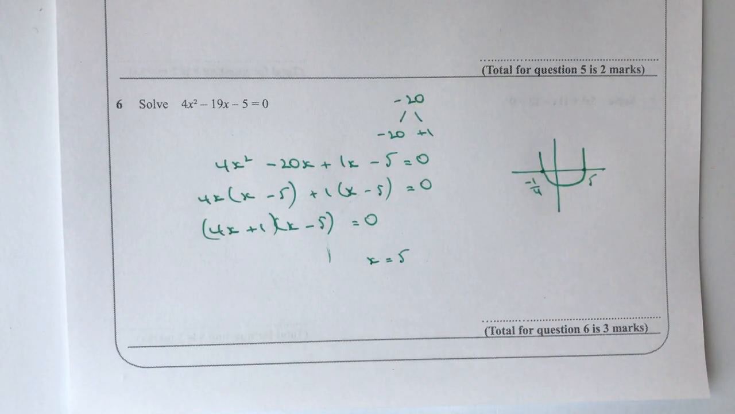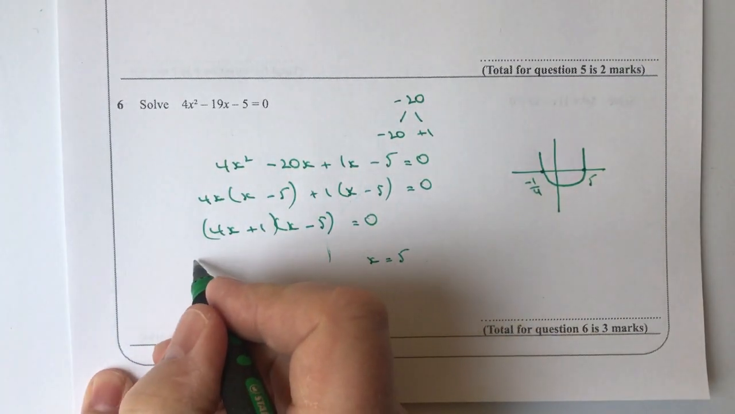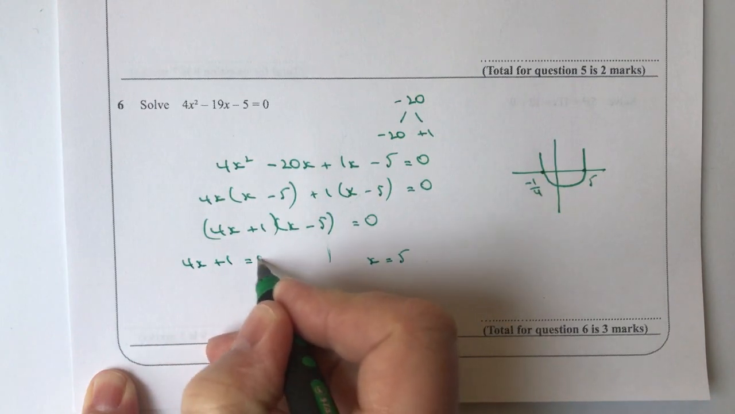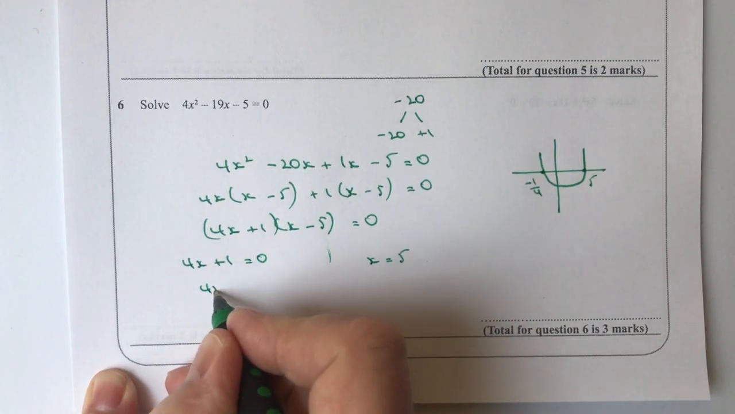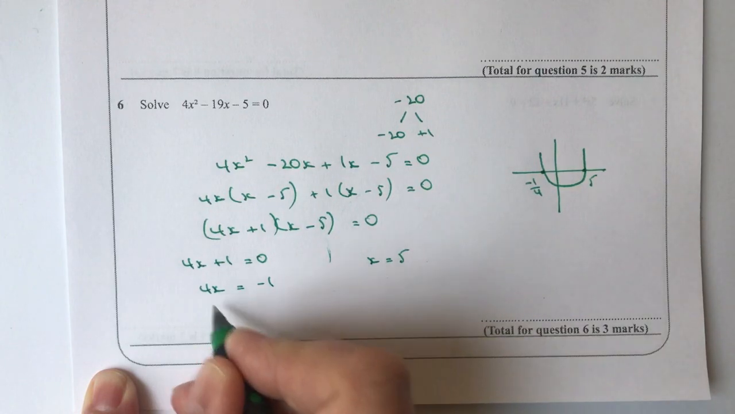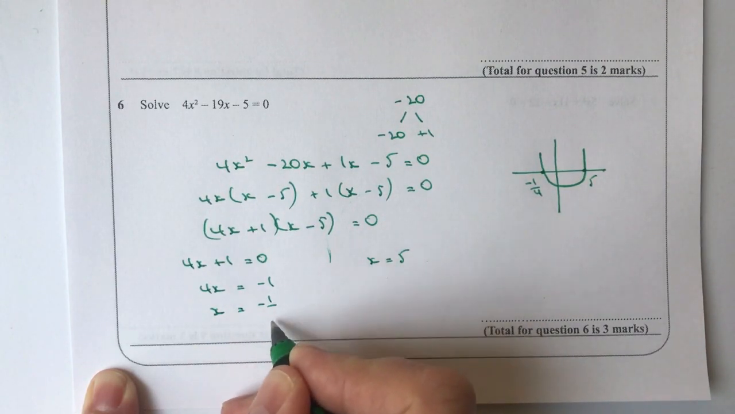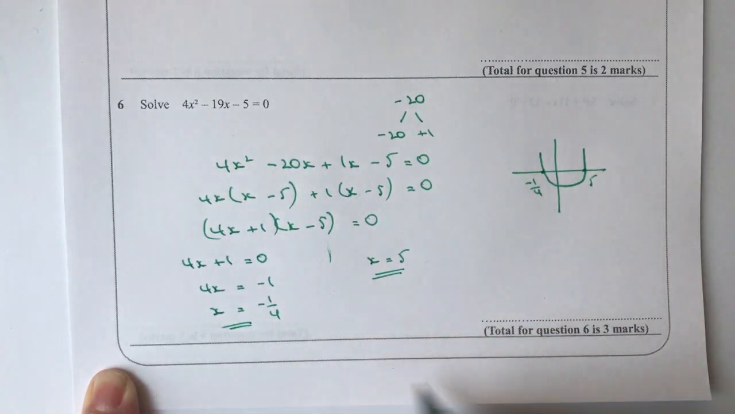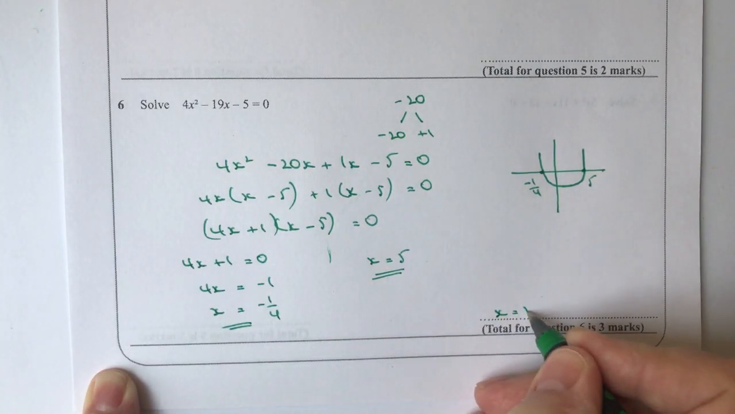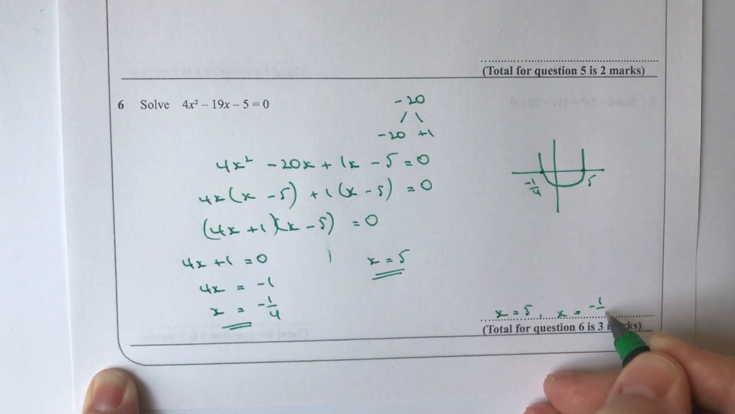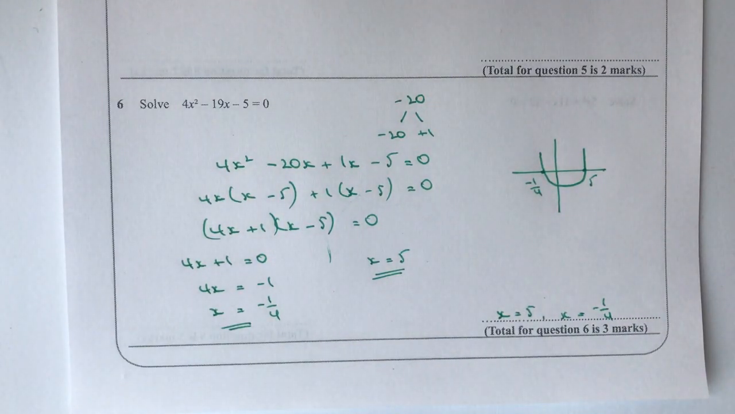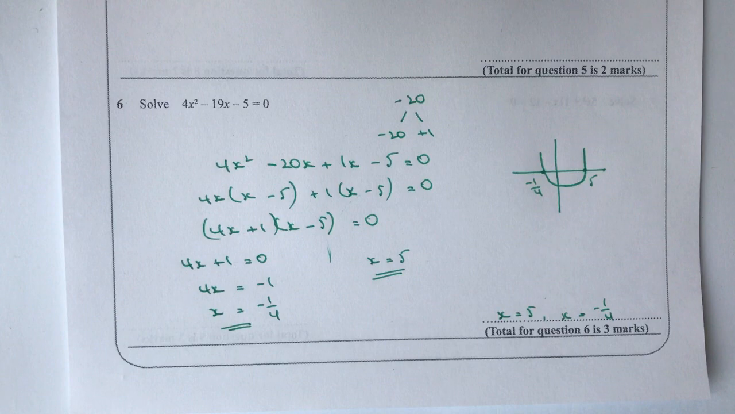And also, if 4x plus 1 equals 0, bring this one over, I get 4x equals minus 1. Divide through by 4, I get x equals minus 1/4. So those are the two values: x equals 5 and x equals minus 1/4. Now it's quite unusual for you to be asked to solve these, or to make them equal to 0. Most questions are all about factorising, but there's just the odd question here or there that will take it that one step further.